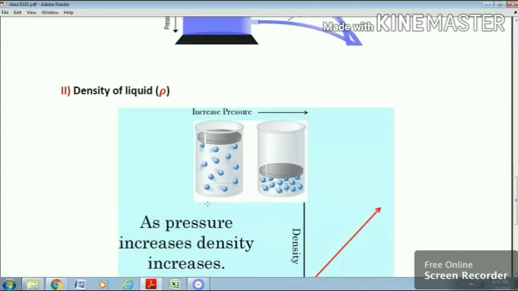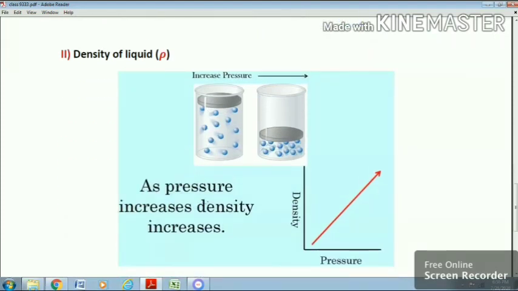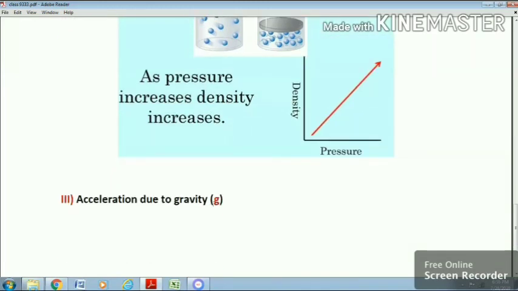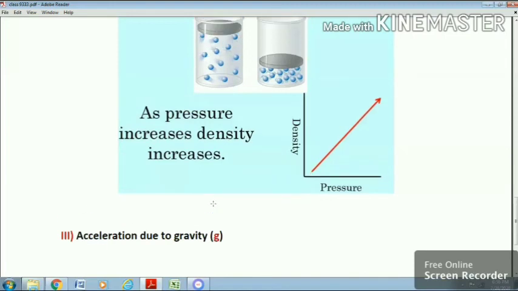Next is the density of the liquid. As density increases, pressure increases. It is directly proportional. And the last one, acceleration due to gravity, also pressure is directly proportional to it. At a particular place on the earth's surface, the acceleration due to gravity g is constant. Therefore, the pressure at a point in a liquid is directly proportional to the depth of the point below the free surface and directly proportional to the density of the liquid. Where g is constant, it depends on two factors, that is depth and density.